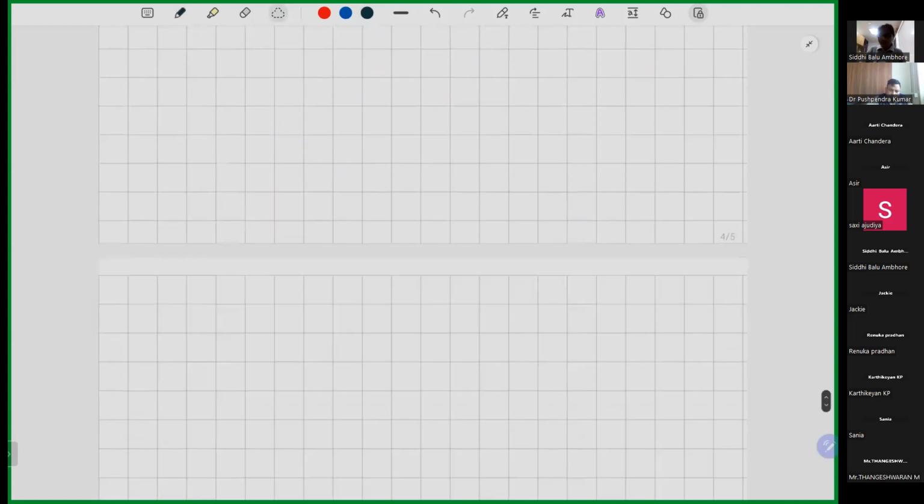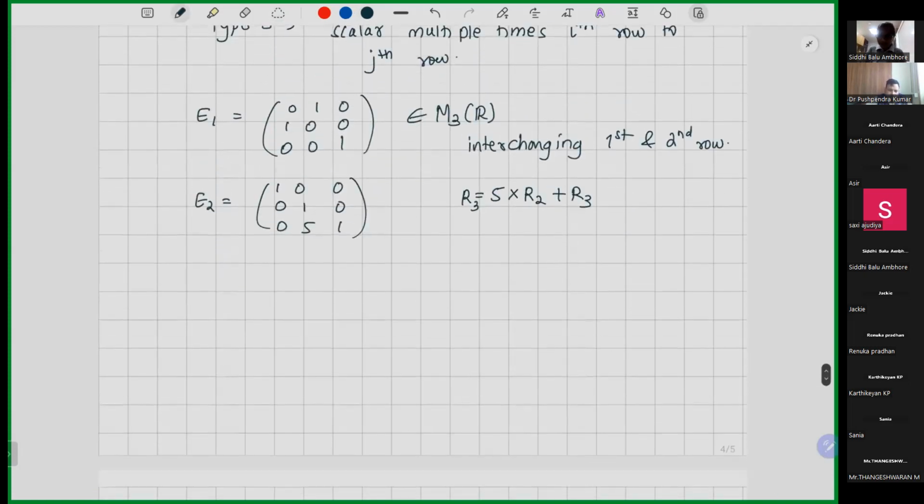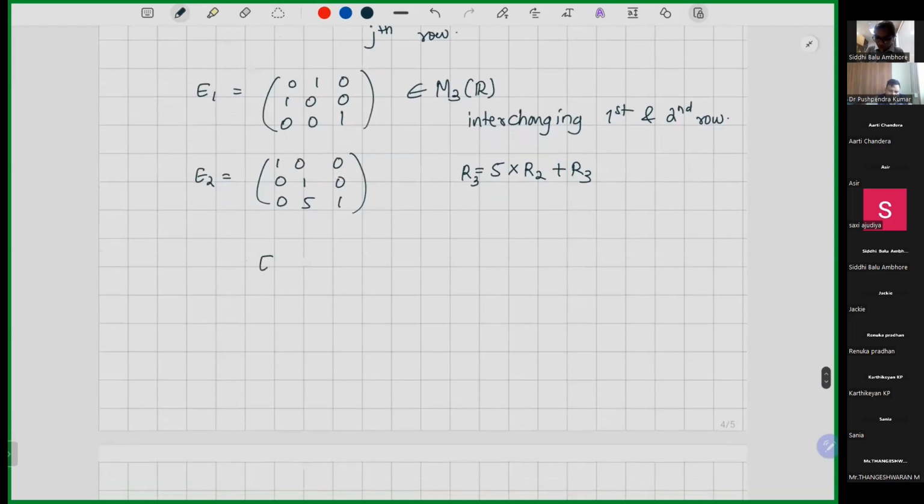But when I add these two matrices, E1 plus E2 is 1 1 0, and here I have 0 5 and 2. Okay, so this is my matrix. And this is clearly not an elementary matrix. An elementary matrix is obtained by only one row operation applied to the identity matrix, and this is definitely not of that kind. So this is not an elementary matrix. Okay. Any doubts here?